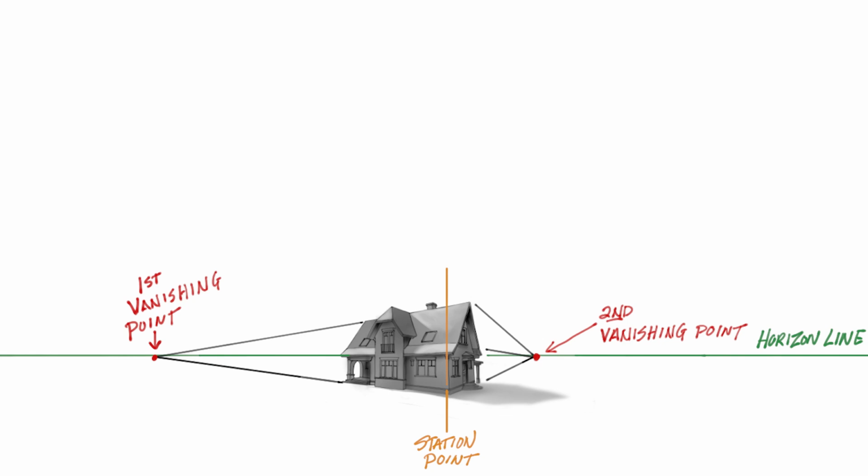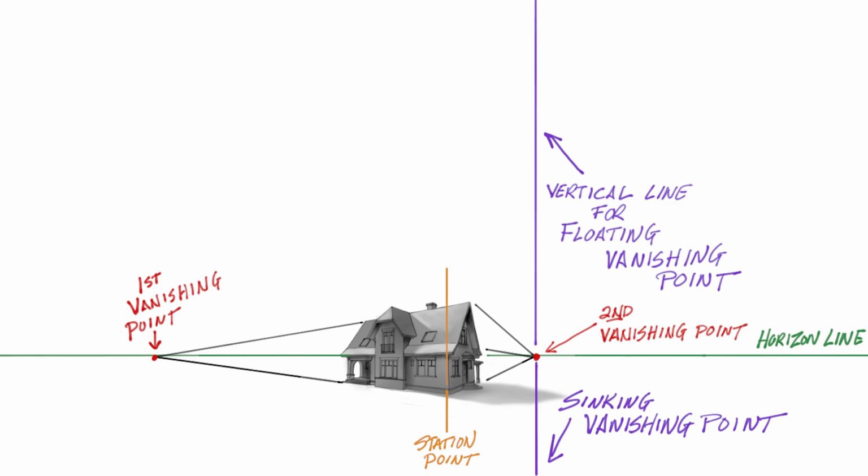So now that we have those down, how do we figure out the angle and pitch of the roof? Well, now let's take a vertical line, and that vertical line is what I call the floating vanishing point. If it goes below the horizon line, it's called the sinking vanishing point. And you can see how that works here. Now that we have that, we can move that vanishing point up or down as long as it stays on that same vanishing point.